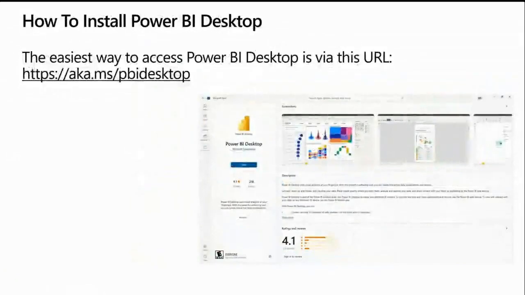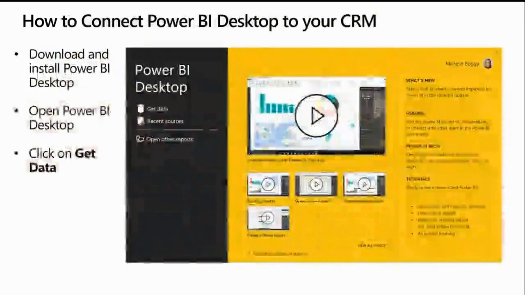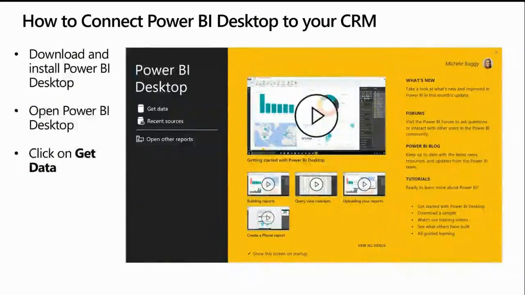All right, so let's get into what you need to do to start building a report. First, you would obviously need to install the Power BI Desktop. The easiest way to access it is via a URL, which is in the widget below. So you'd want to go to that URL, and then you're going to download it and install it, and then open the Power BI Desktop, and you'll get a screen that looks like this.